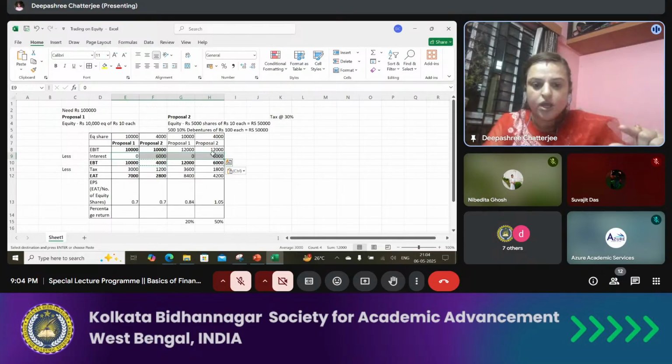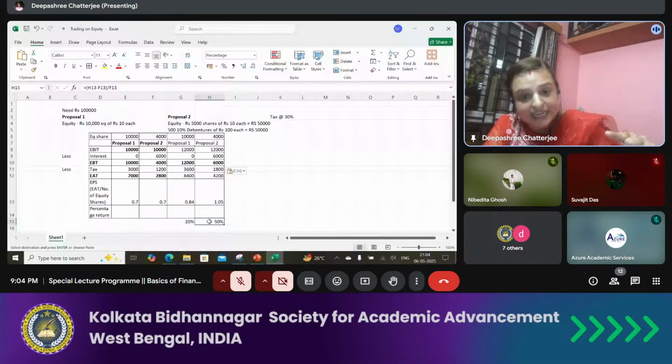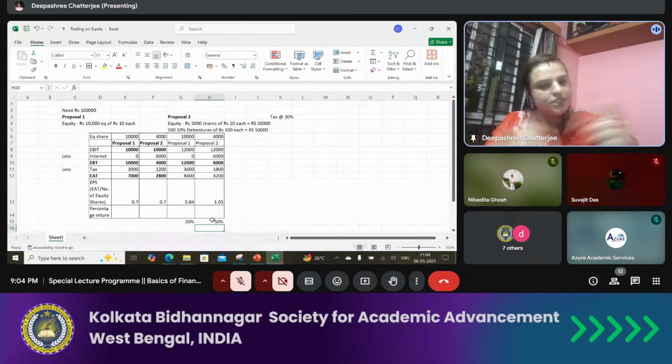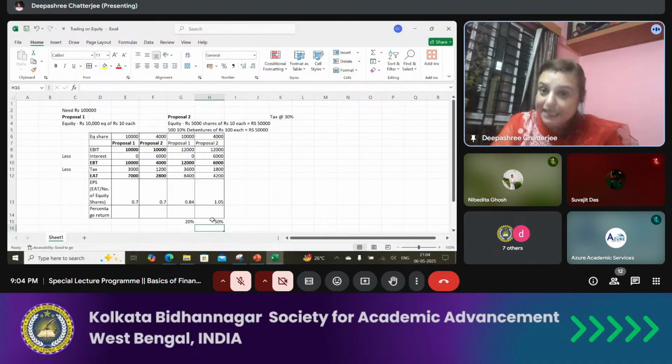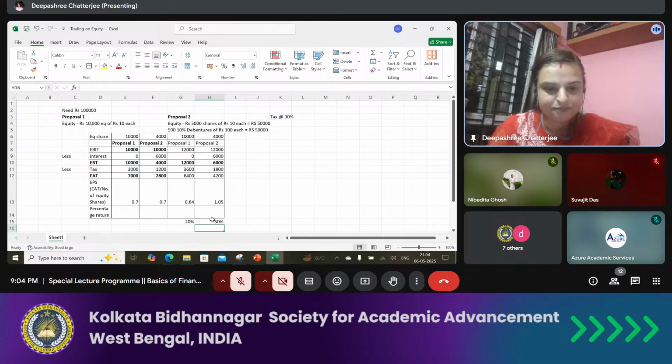the scope of getting a higher return. All equity firm at 20%, here they are getting 50%. If I further increase the debt capital, this percentage return will be even higher, right? So this scope of increasing higher percentage return per equity share because of the presence of debt capital in the capital structure is known as trading on equity.